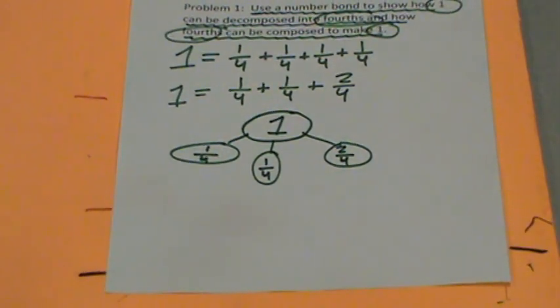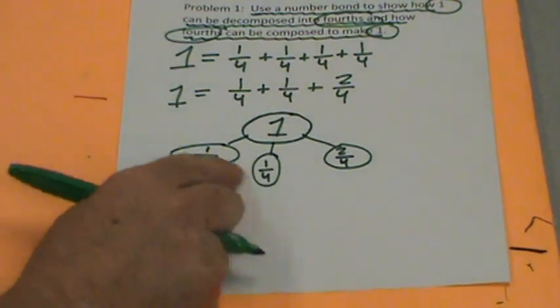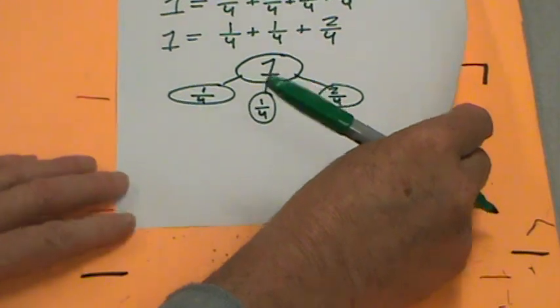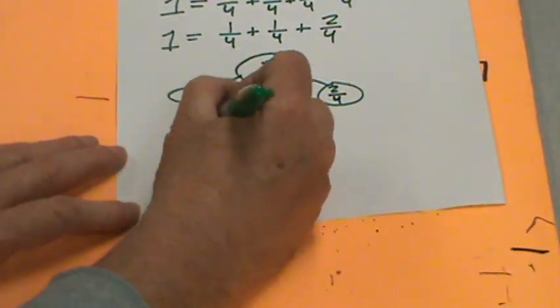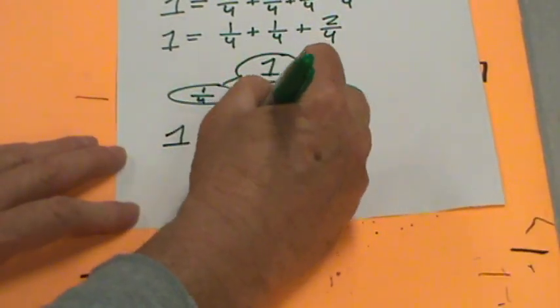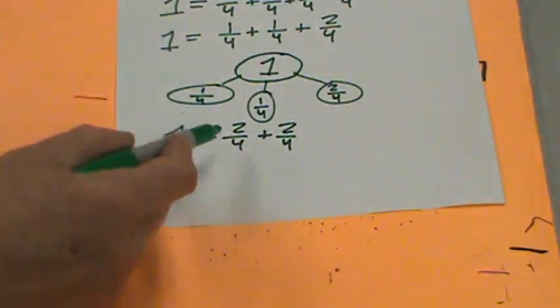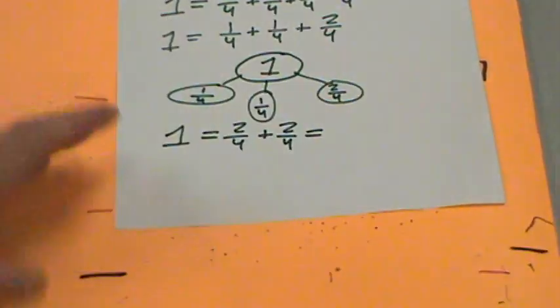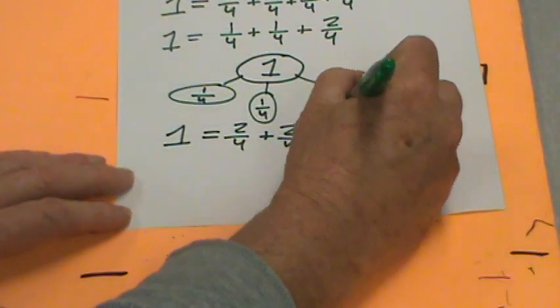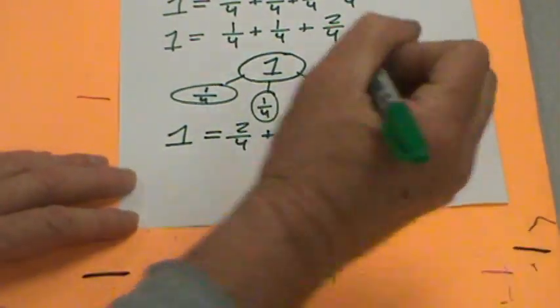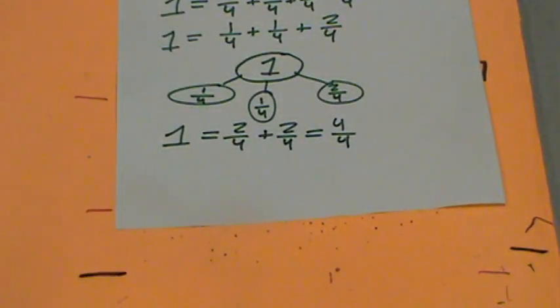Well, I'm thinking we could do some other things. Can we add these two together to make 2 fourths? Let's give that a try and see if it works. So we can say 1 equals 2 fourths plus 2 fourths. Does that work? You bet it does, because 2 plus 2 is 4. And remember, we don't change the bottom number. It's going to remain a 4. So we have 4 fourths right there.